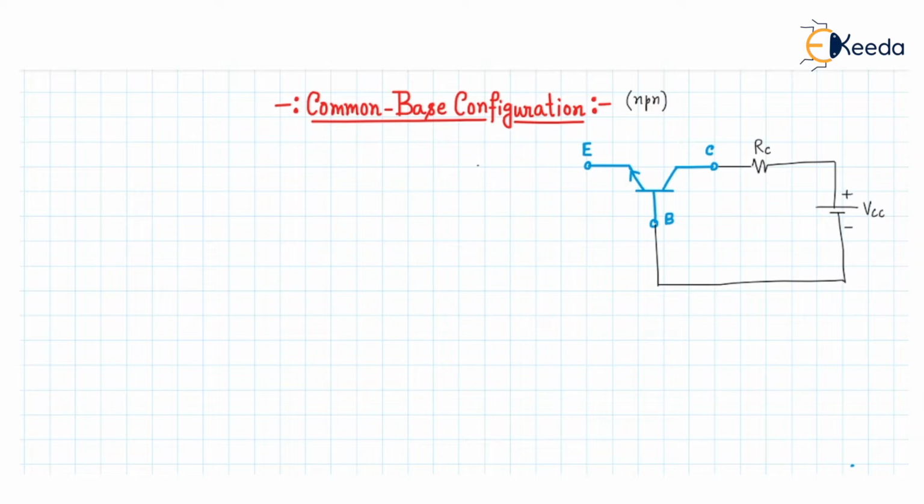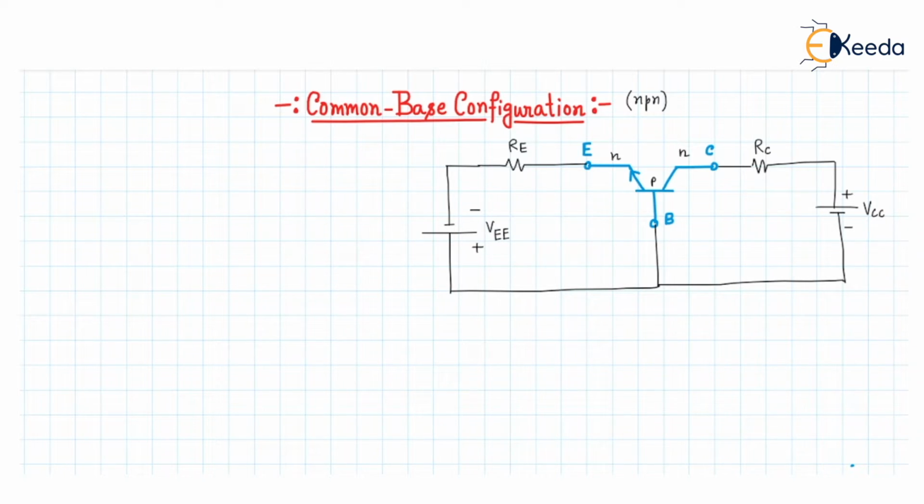Similarly, we connect an RE resistor here, this is the emitter resistance. With this emitter resistance, we have to connect a voltage. This is our NPN transistor. So we have to connect a negative potential here and a positive potential with the base. This voltage is called the VEE voltage.